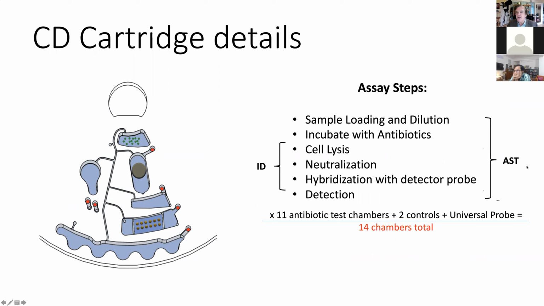Okay, AST, all the same, except, of course, we always need to do sample loading, right? Incubation with antibiotics. And so we're putting up to 11 different antibiotics. We also have 2 controls, and we have a universal probe. That means we need 14 chambers in total. And that means we can test a microbe we have identified against 11 antibiotics that perhaps are commonly used in India. And you could say, okay, none of them do anything, so then please don't prescribe them. Or this one is very effective, that's the one to prescribe.